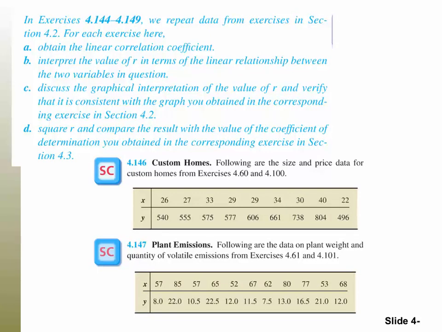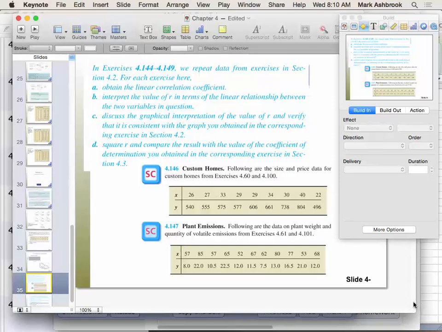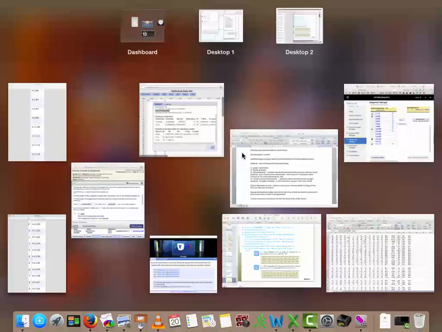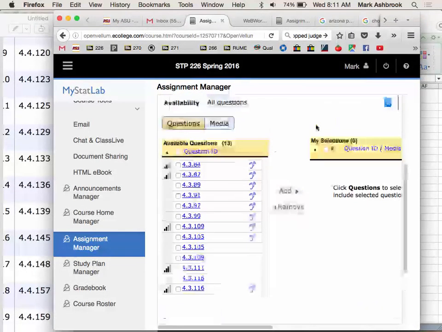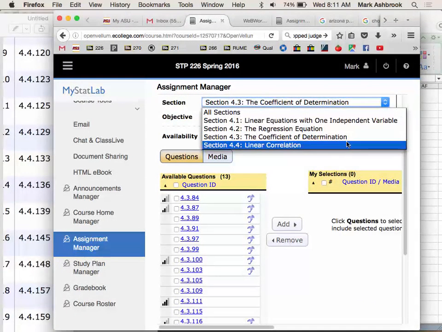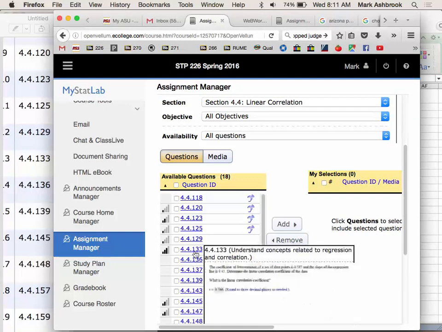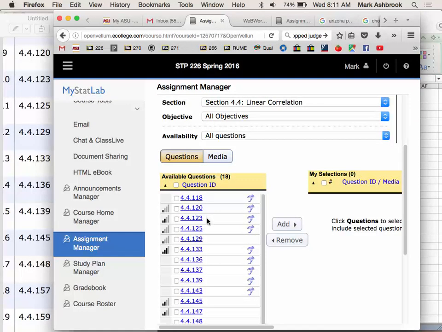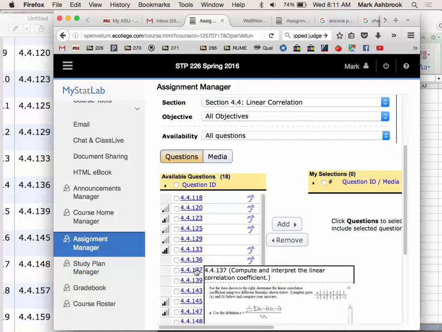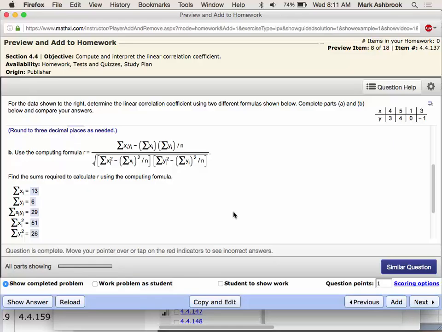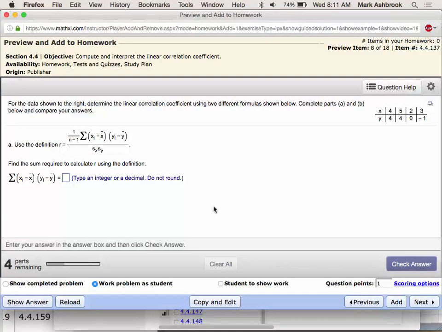Okay, so let's try something here. We've got to pick one that you don't have, so maybe let's try 137. Okay, so 137 is the first one you don't have. So let's look at this one.